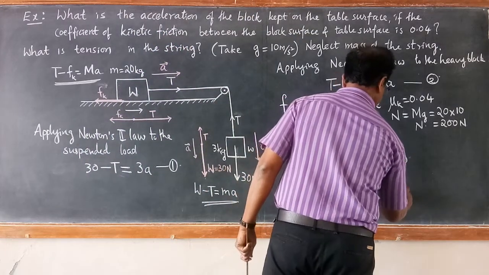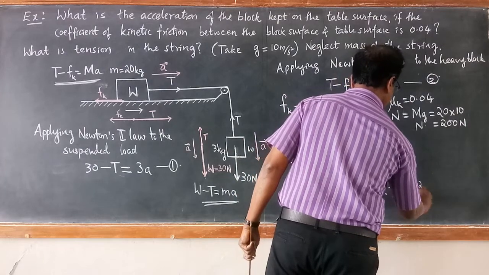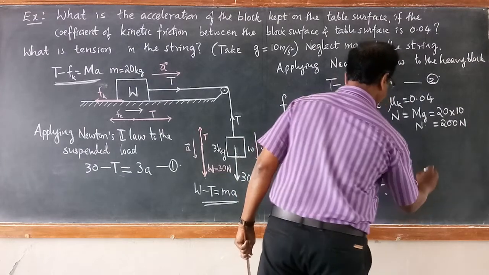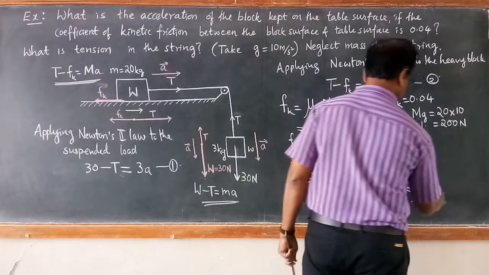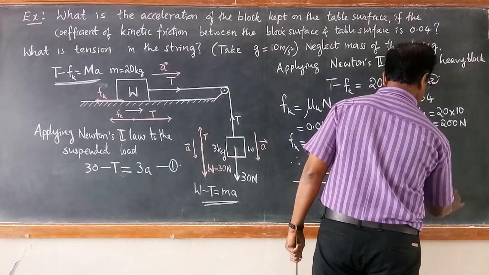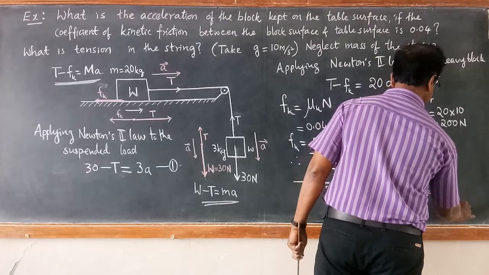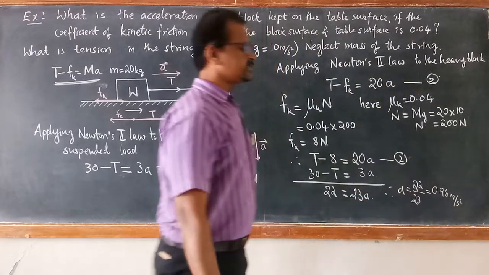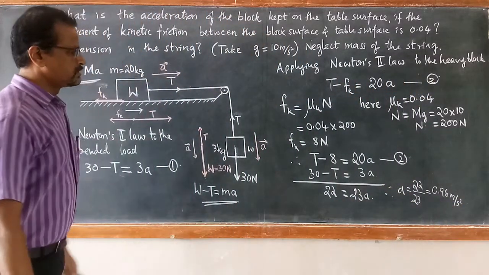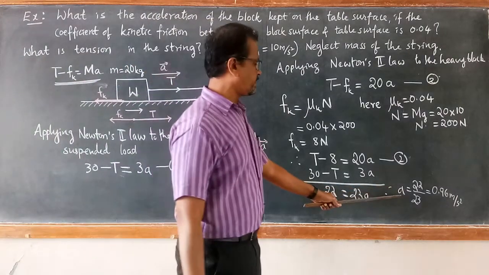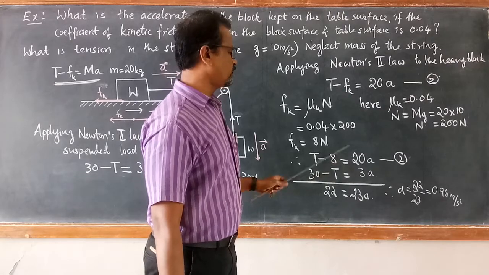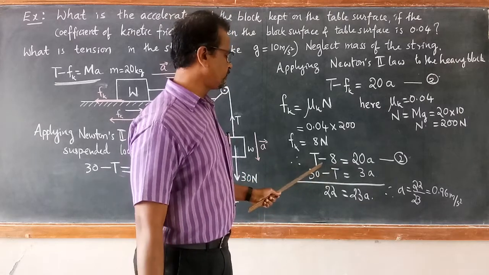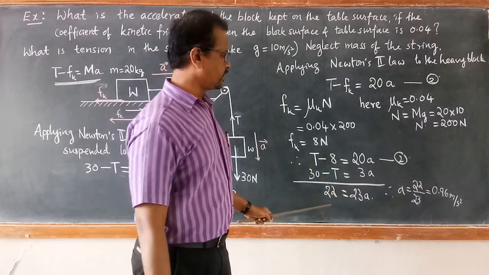Thus, A becomes equal to 22 by 23. If you actually find this out, it is close to 1, that is 0.96 meter per second square. Just substitute this acceleration A in one of these equations. Either you substitute in this or in the above equation, we will get the value of T. Substitute in equation 2.